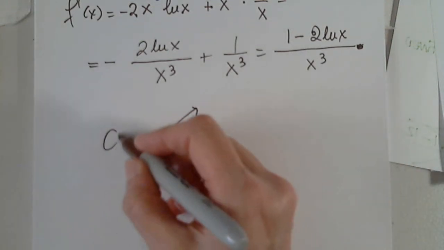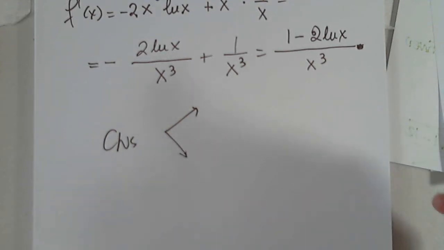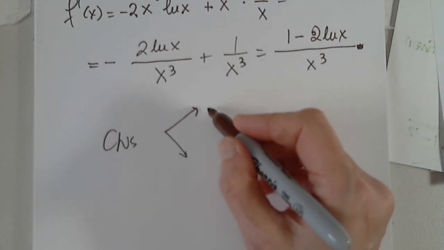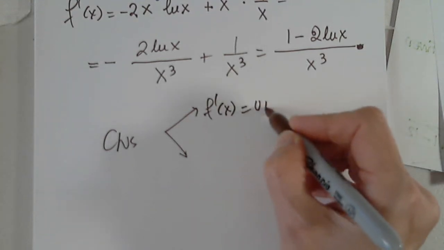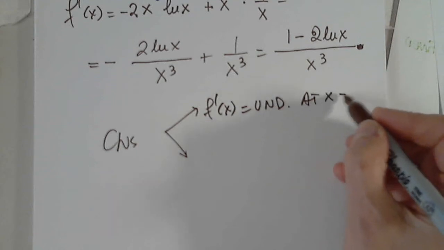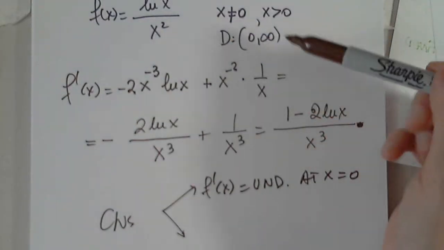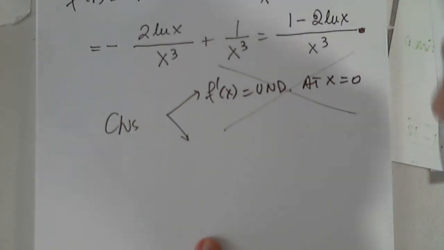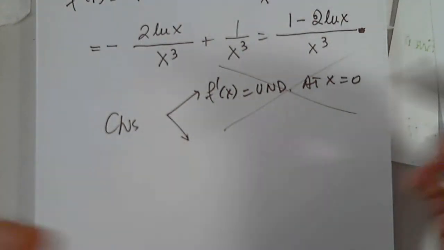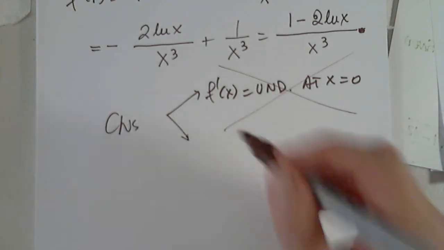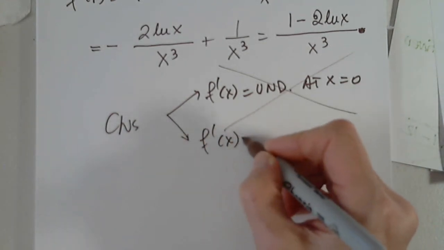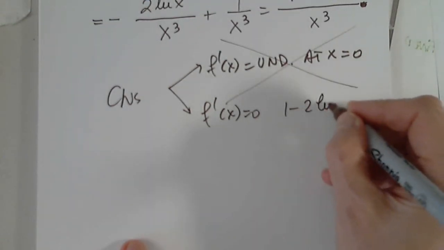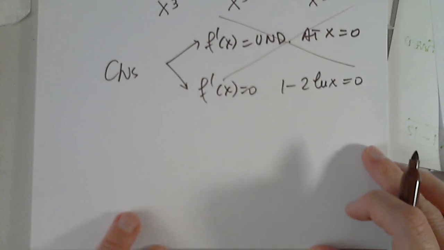Now we know that critical numbers come from two sources. When this is undefined: f prime is undefined at x equals 0. But who cares? The function is not defined at 0, so no critical numbers coming from that source. The function must be defined at 0, but it's not, so no critical number. The other option is when f prime of x is 0. Again, a fraction is 0 when the top is 0 only. So 1 minus 2 natural log x equals 0.